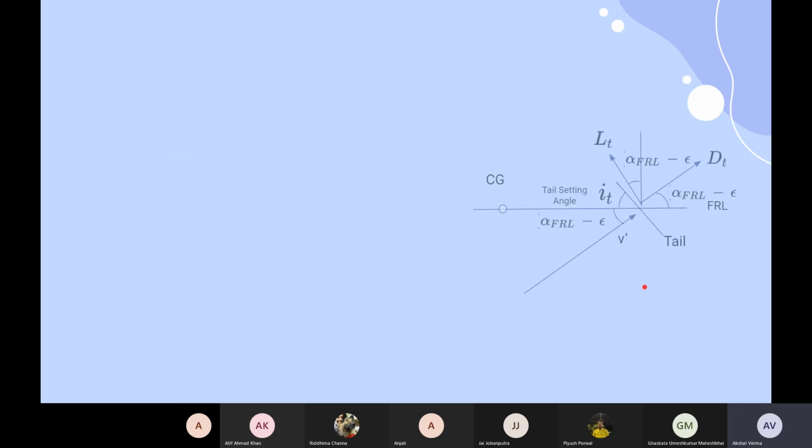Let's move forward. So this V dash is the actual velocity of free stream at your tail. Perpendicular to it will be the generated lift at the tail, and parallel to it will be the drag generated due to lift. And these angles, as you can see by geometry, will be alpha FRL minus epsilon. If anybody has any doubts in these diagrams, like how we are getting the lift and drag positions or directions, you can unmute and ask now.